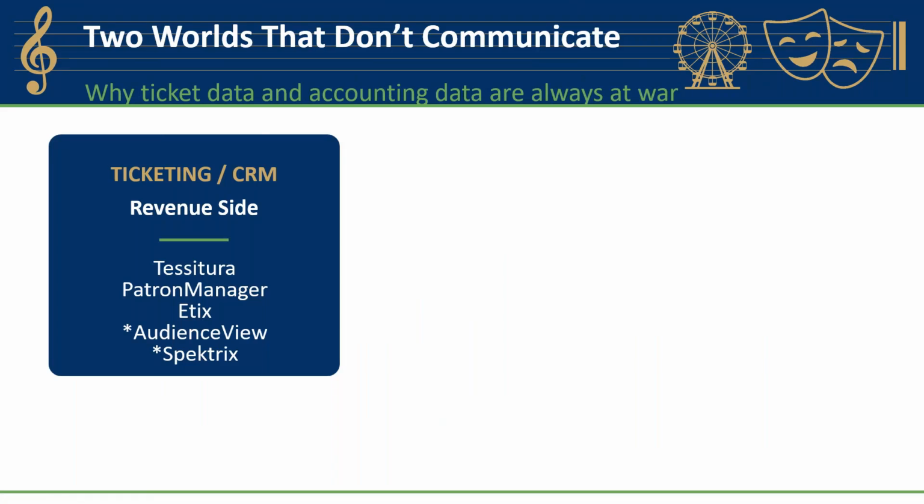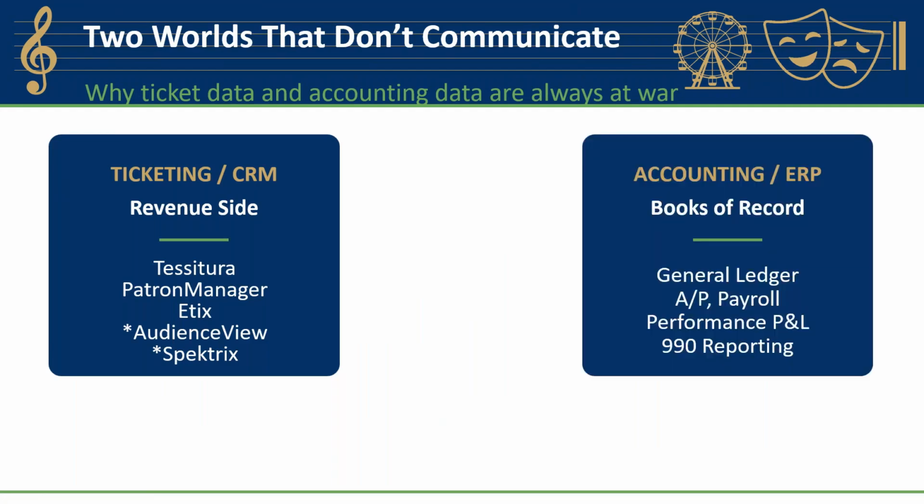Now, we have customers using products like Tessitura, Patron Manager, eTix, Audience View, and Spectrix. We'll talk about those in just a bit. On the other side, you have your book of record, your ERP, your general ledger, accounts payable, payroll, your P&L reporting system, and your 990 reporting. So how does information get from one to the other?